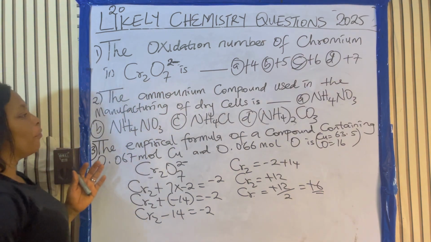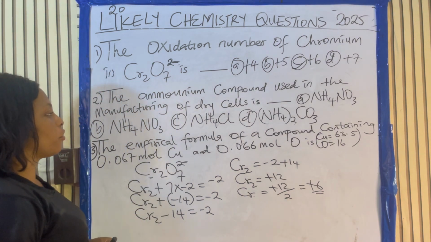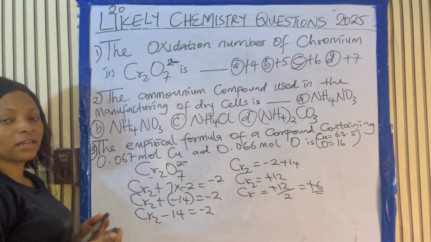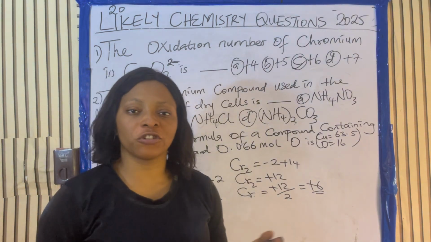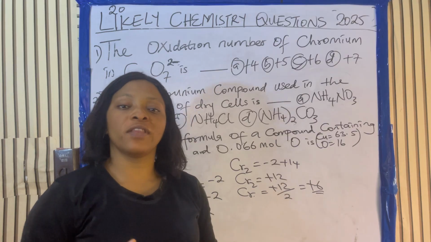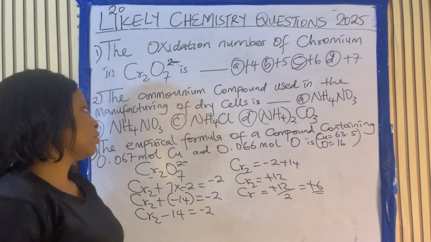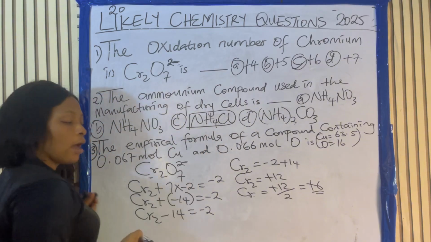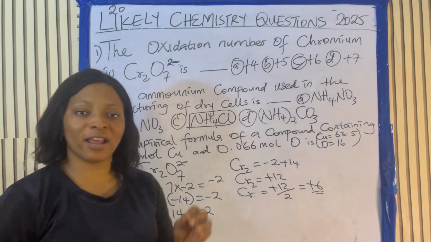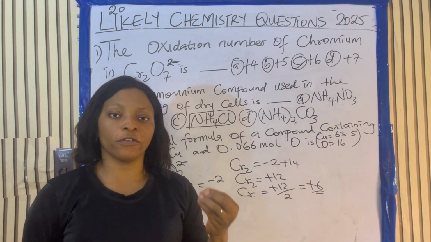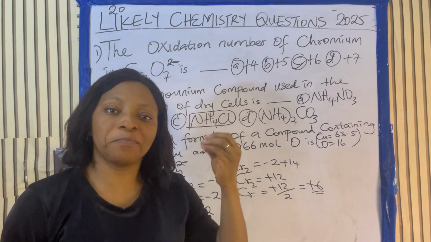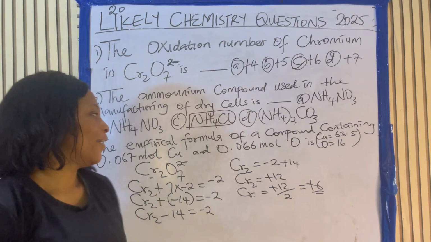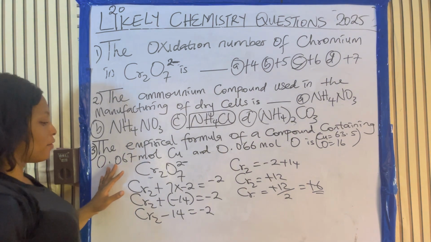Number 2, the ammonium compound used in manufacturing of dry cells is... So we know that there is an ammonium compound used in manufacturing of dry cells, but which of them is in the option? The answer to the question is ammonium chloride. Ammonium chloride paste for dry cell. You don't use liquid for dry cell, you use ammonium chloride paste for dry cells. Please take note of that today. Okay, let's look at the next question.